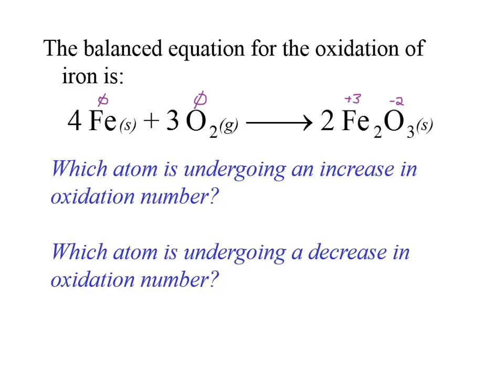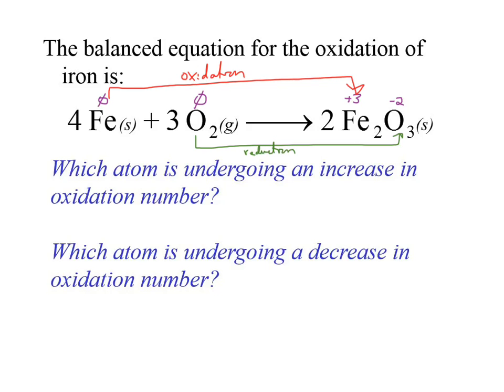So I could go ahead and draw little arrows. I could connect the iron. Iron's going from a 0 to a +3, and I'm going to put oxidation, because it's going from a 0 to a +3. Well, then the other thing better be reduction. Oxygen going from a 0 oxidation number to a -2 oxidation number. Yep, thank goodness.